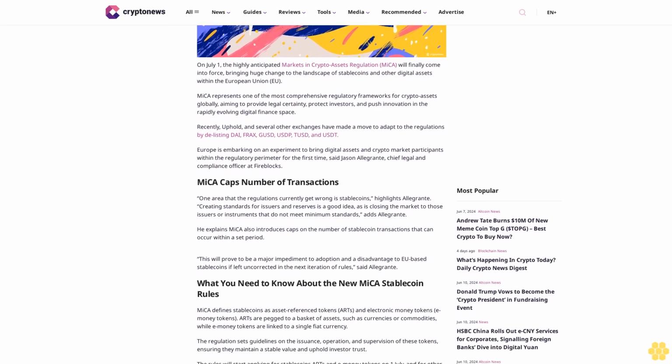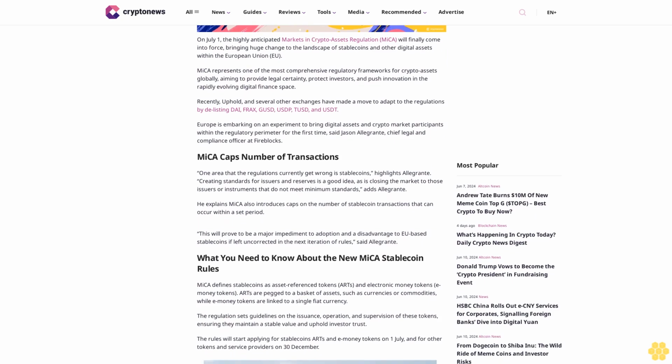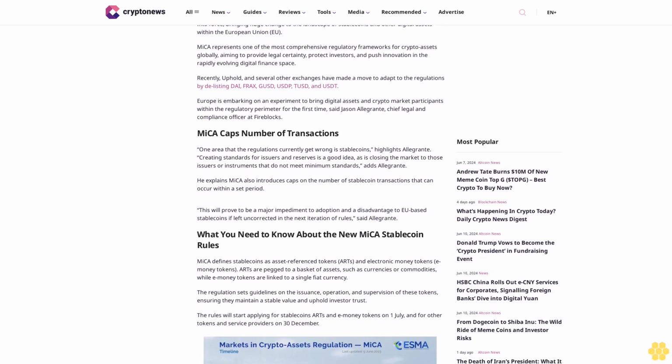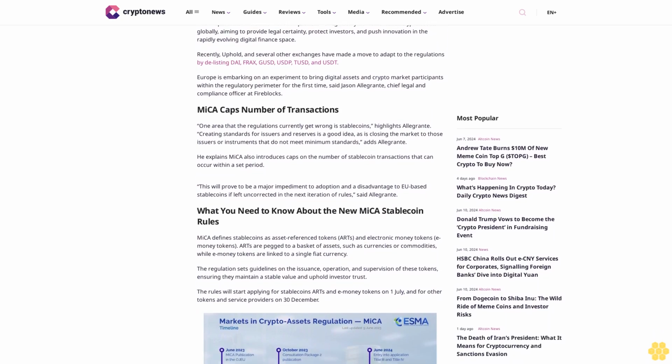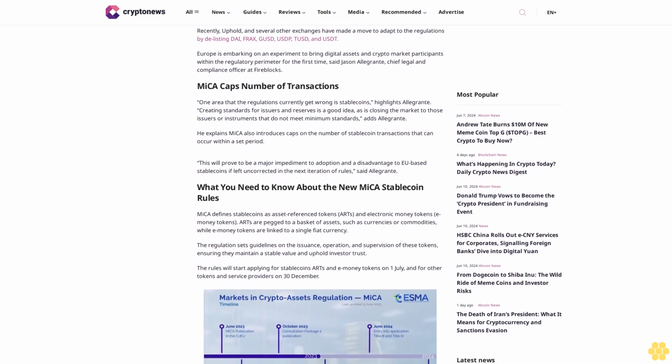Recently, Uphold and several other exchanges have made a move to adapt to the regulations by delisting DAI, FRAX, GUSD, USDP, TUSD, and USDT. Europe is embarking on an experiment to bring digital assets and crypto market participants within the regulatory perimeter for the first time, said Jason Allegrante, Chief Legal and Compliance Officer at Fireblocks.